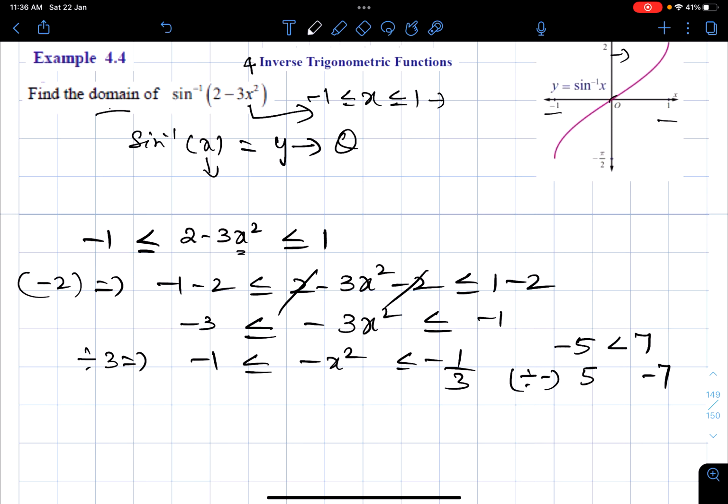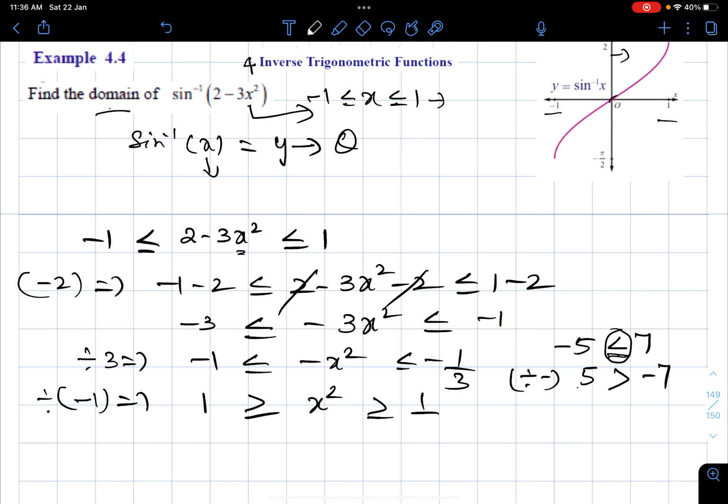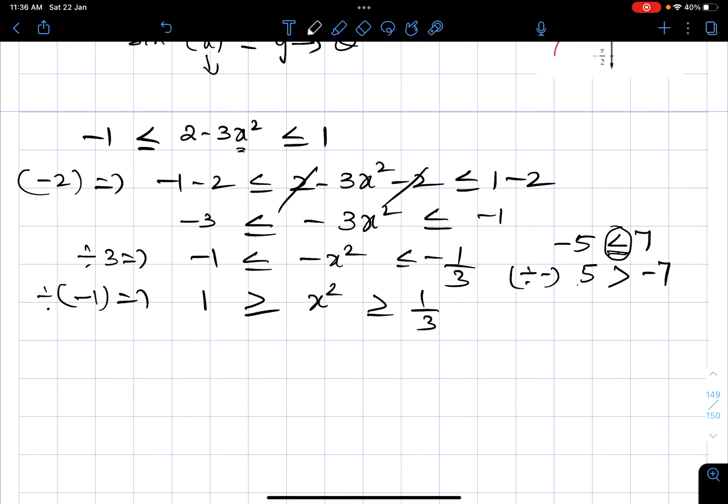But what about this inequality? Here minus 5 is less than 7, we know. But when it becomes plus 5, actually it should be greater than. So when you divide by the minus sign, the inequality changes. Similarly, when you divide by minus 1 here, what will this become? 1 greater than or equal to x square greater than or equal to 1 by 3. Okay, so the inequality will change.